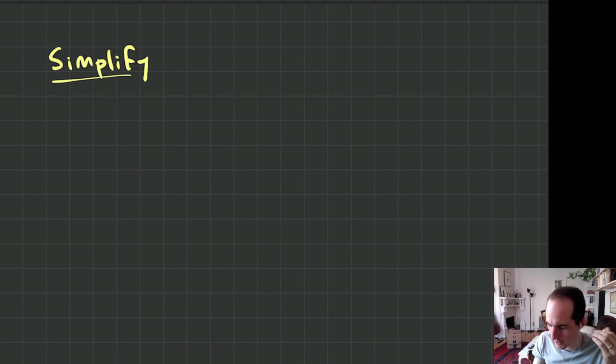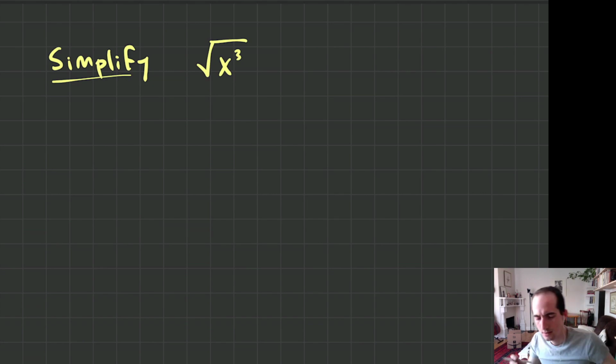Okay, I think that those were the main examples that I wanted to do. I'll try a couple more actually that are kind of on the smaller end. So let's try this one. Let's simplify something that looks like this. Let's do the square root of x to the power of 3. Okay, we'll simplify the square root of x to the power of 3.